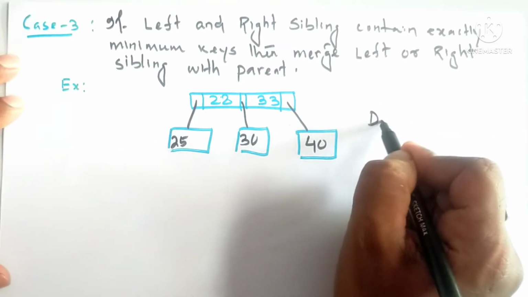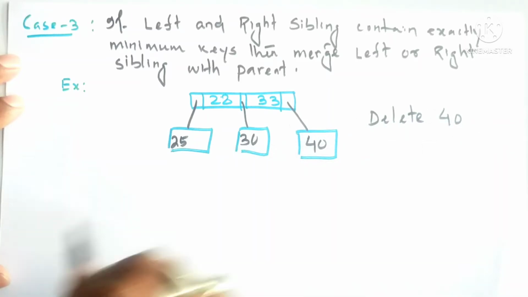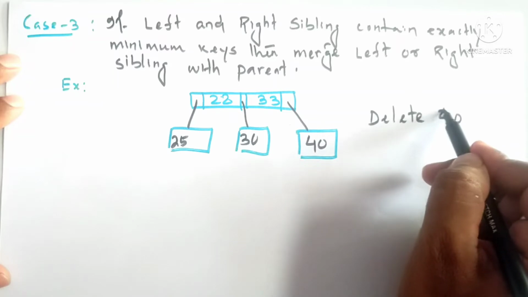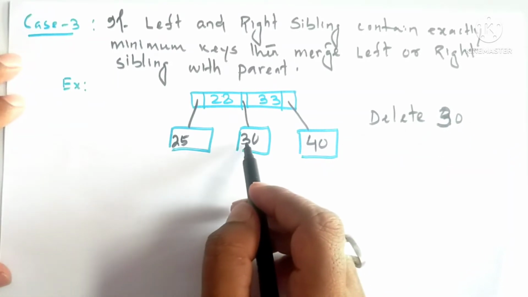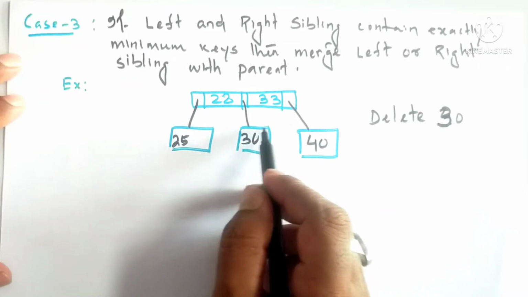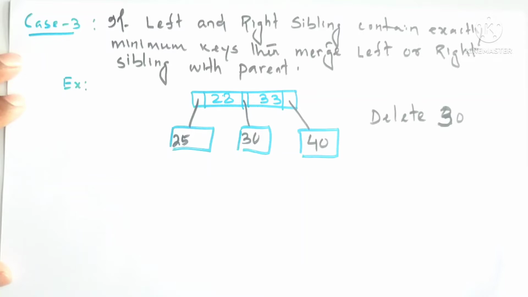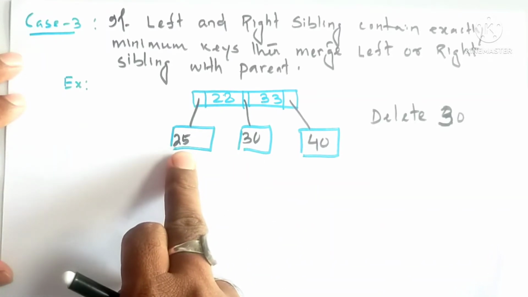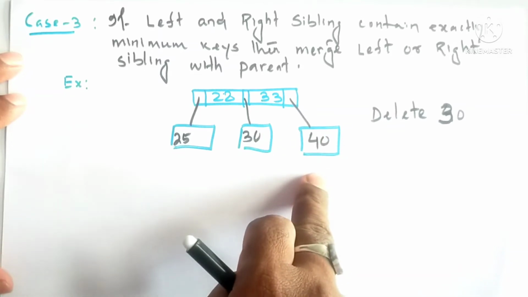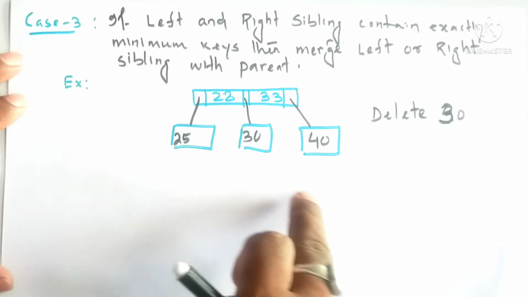Now if you are going to delete, let's say, 30. 30 is present in this leaf node, which contains the minimum key. It contains only one key, so I cannot directly delete this 30. I cannot take the help of the left sibling because it contains only one value, and I cannot take the help of the right sibling because it also contains one value. So in that case, what should I do?